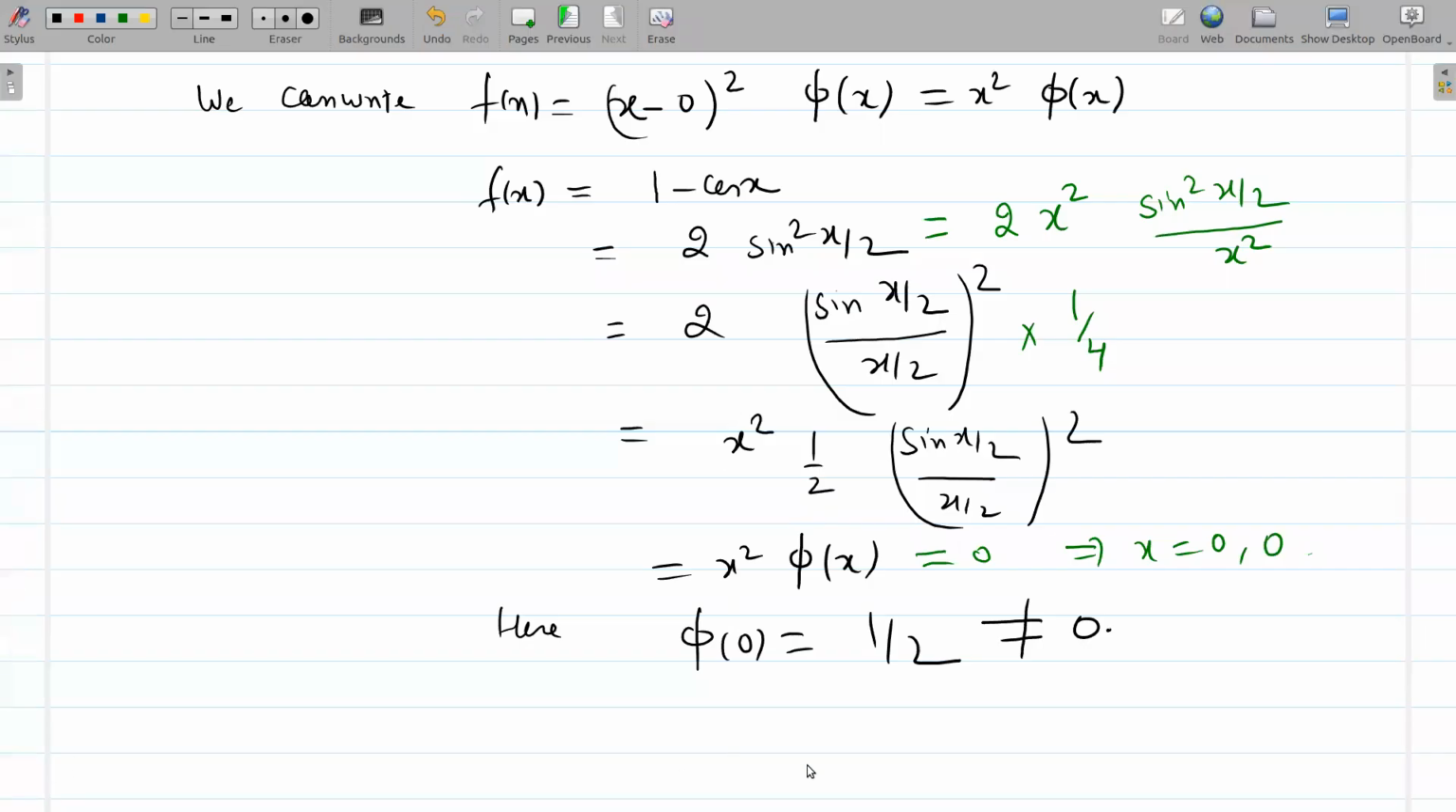Is it clear? Yes sir. Try to write in that way, x squared times something. So you don't have x squared here, so multiply by x squared and divide, then simplify it. So try to write x squared multiplied by something, and that something must be non-zero at the root, and you can check that sin 0 by 0 is 1, so the answer is half. Okay, so I'll stop now.